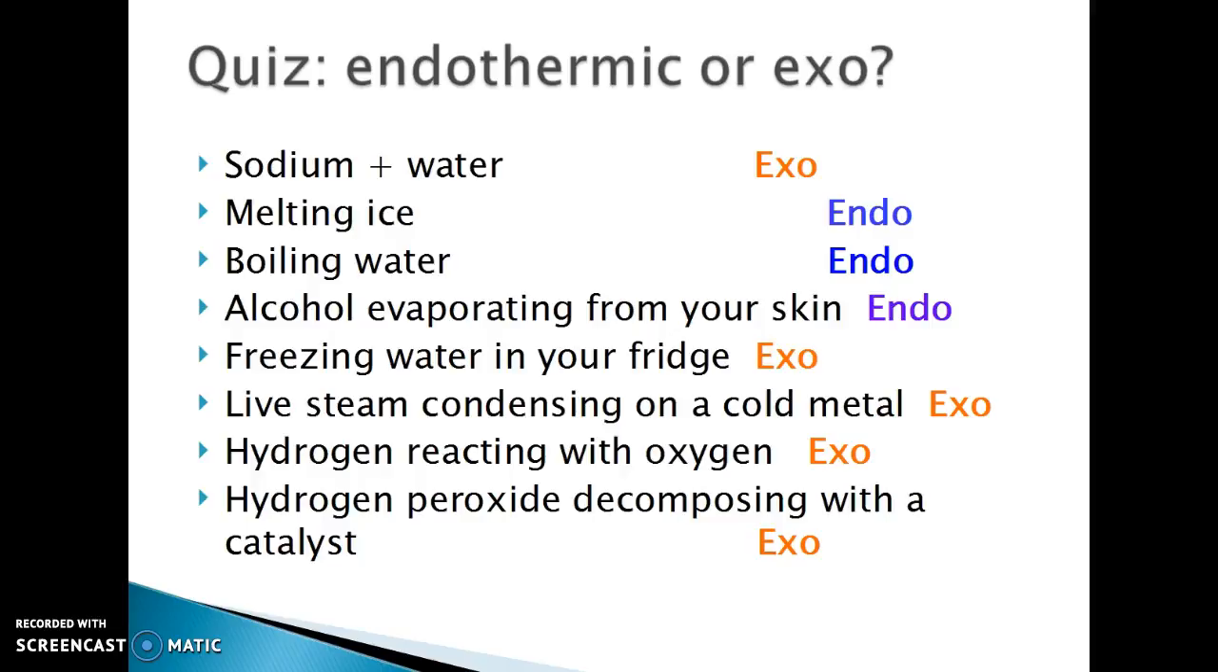And in terms of freezing water in your fridge, while the refrigerator is running, put your hand behind the refrigerator and you will feel heat being blown out of the refrigerator. That's why we say freezing water is an exothermic process, just as melting the ice is endothermic.